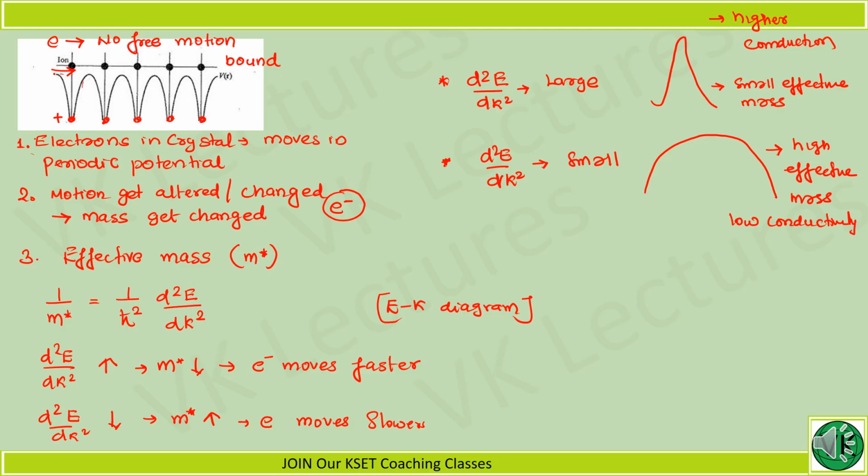So this is what is meant by the curvature of the energy band. When the curvature is sharp, you have a small effective mass. When the curvature is small, you have low conductivity and high effective mass. So this is what the question actually indicates: the effective mass depends on the curvature of the energy band in the EK diagram.